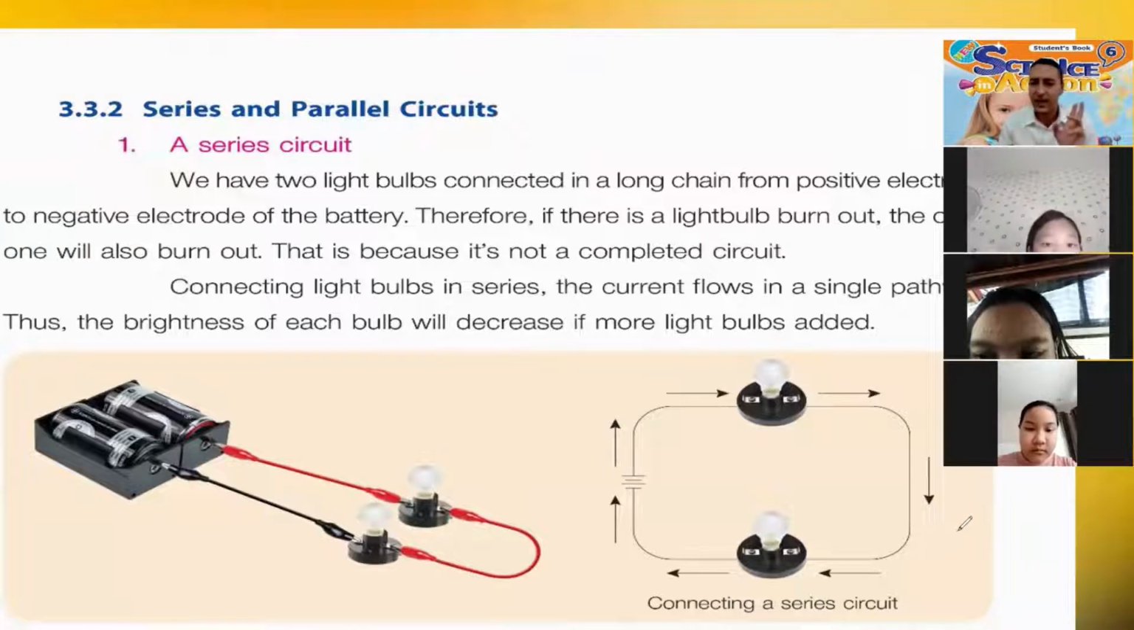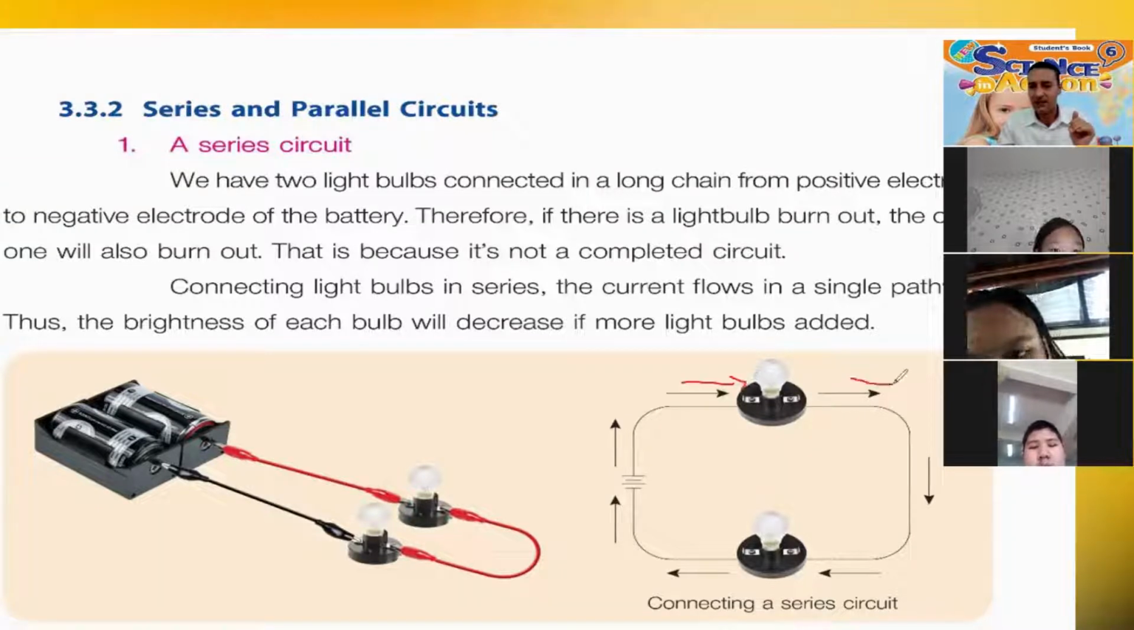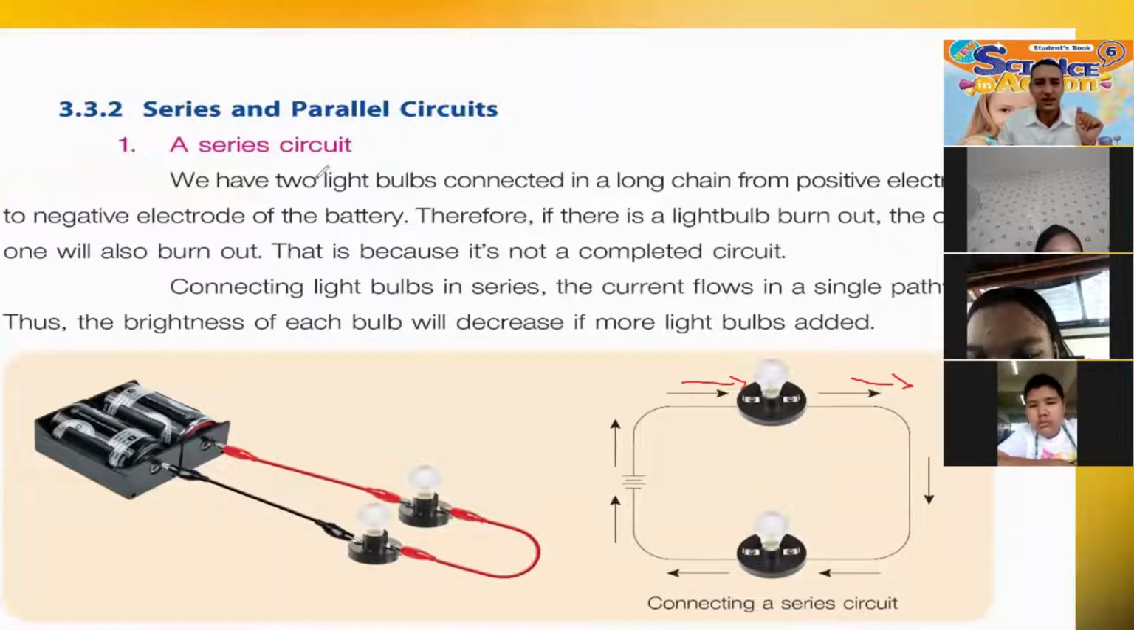Second one is if we add more bulbs in this circuit, so the number of bulbs increases, the flow of the current won't go 100% to each bulb. So the brightness of the bulb will also come down because the pathway is only one. Okay, the pathway is only one. So that's why the flow will also come down. So this is actually a series circuit.